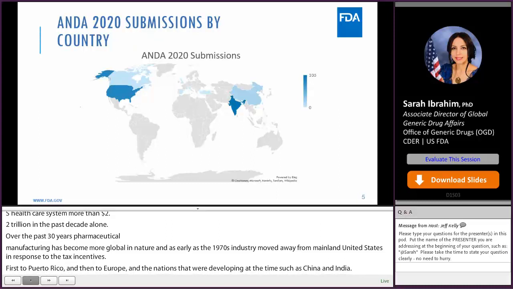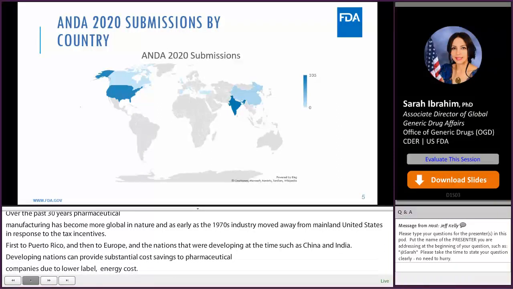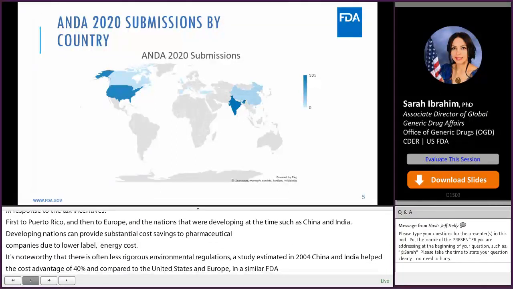A World Bank study estimated that in 2004, China and India held a cost advantage of about 40% when compared to the United States and Europe. And a similar FDA 2011 report titled Pathway to Global Product Safety and Quality also noted that both China and India enjoy a labor cost advantage and that manufacturing active pharmaceutical ingredients in such nations can reduce costs for U.S. and European companies by an estimated 30 to 40%.